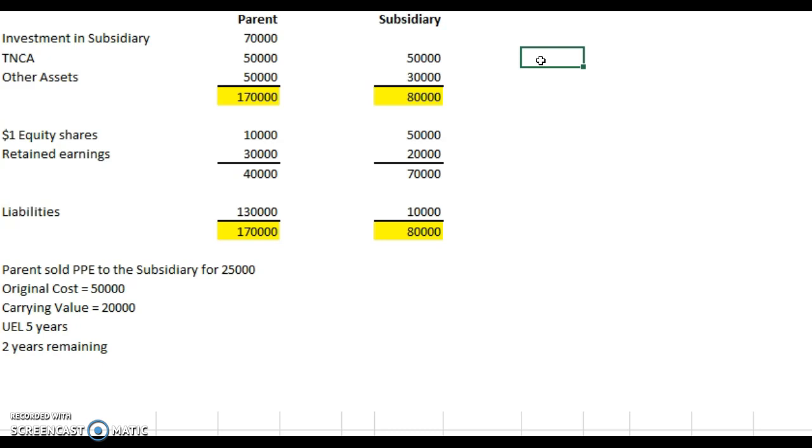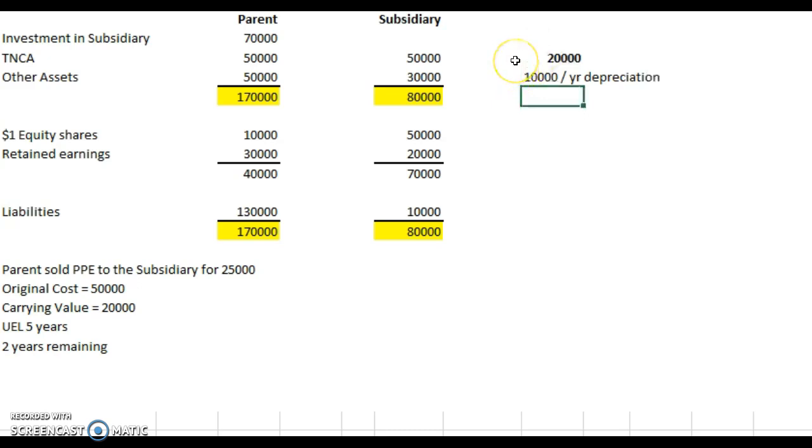Before the sale, the PPE was held on the books at $20,000. There were 2 years left to depreciate. We've given it an economic life of 5 years, 2 years remaining. So each year the parent was depreciating this asset at $10,000 per year depreciation.